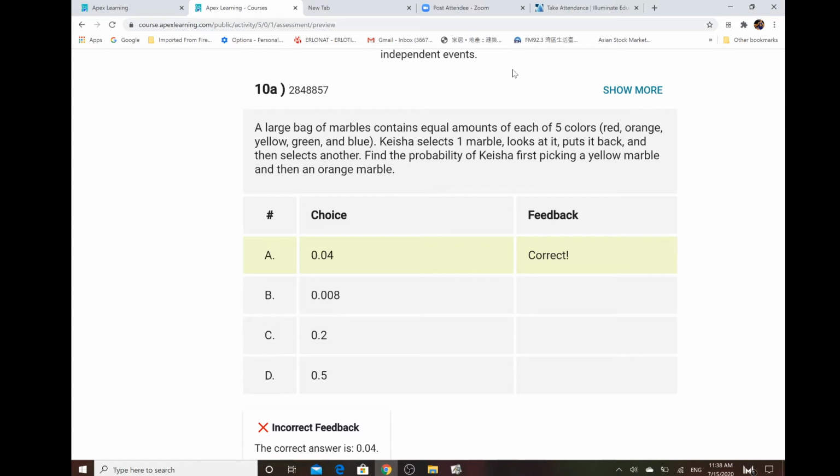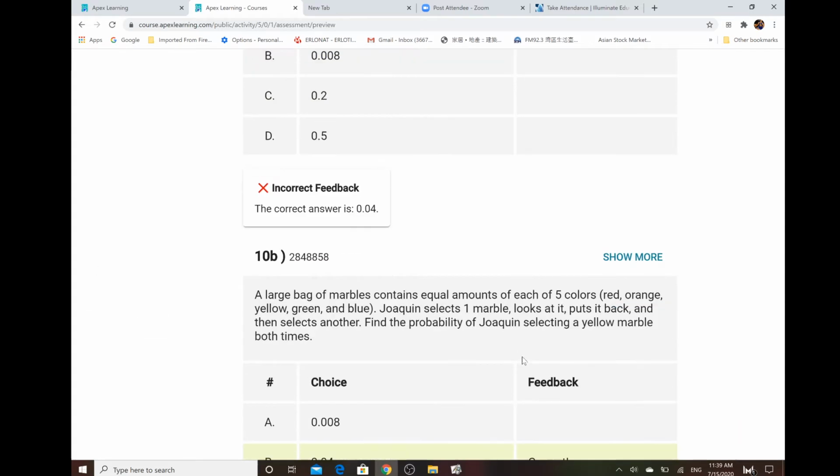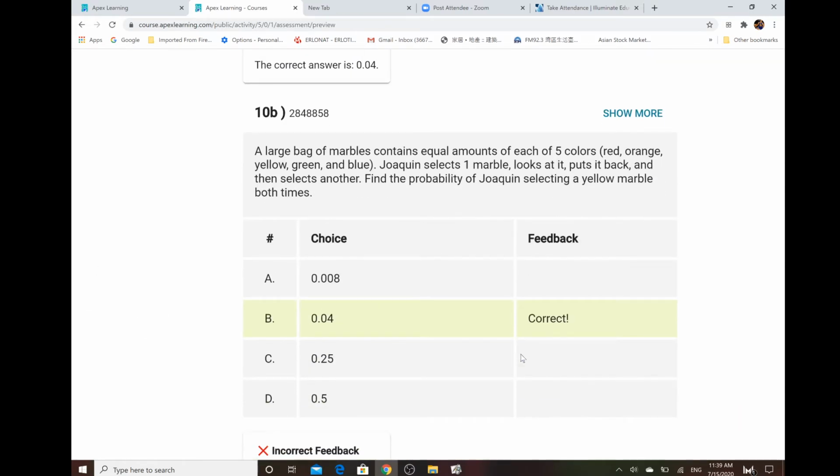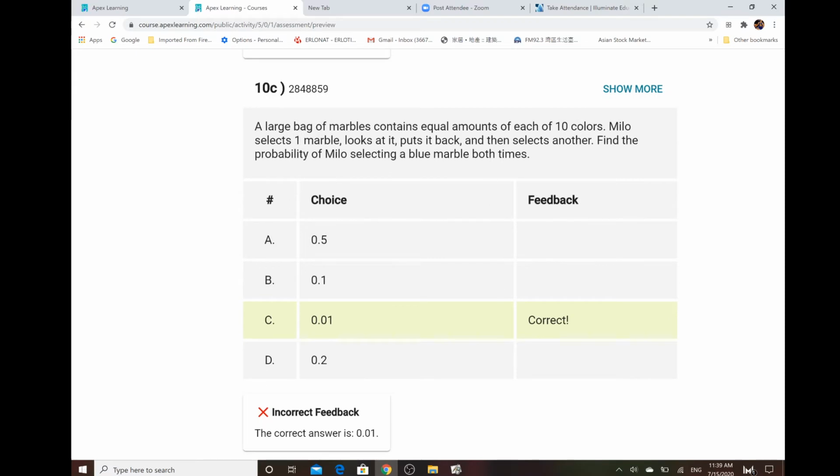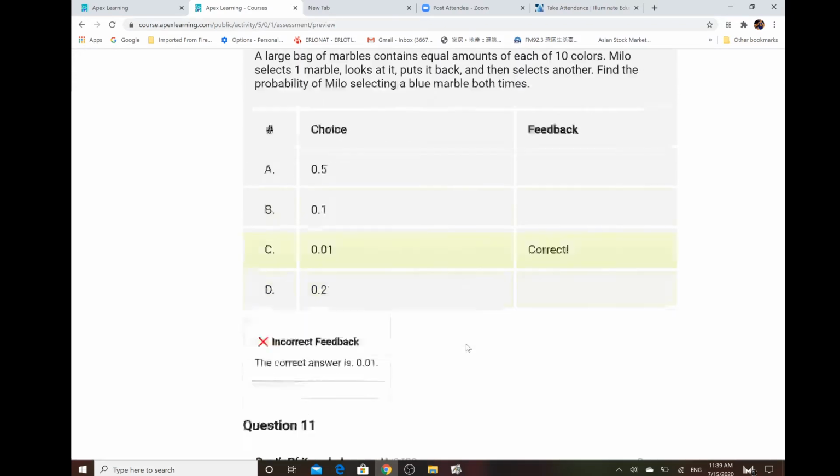So there's no typo here. Putting it back means the probability of selecting the orange marble would be considered 1/5 as well, because you want to put the marble back into the selection. So it's 1/5 times 1/5, so it's 1 over 25, which is 0.04. Here's another one, putting the marble back to the selection, so 1/5 times 1/5, 0.04. And then 10 colors, so 1/10 times 1/10, then you get 1 over 100, that'll be 0.01.